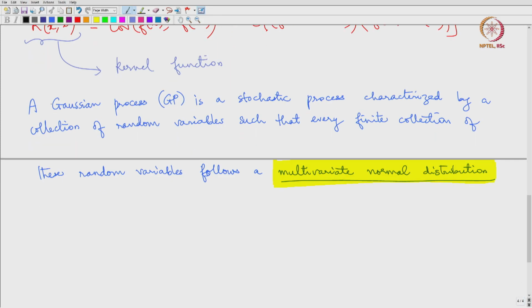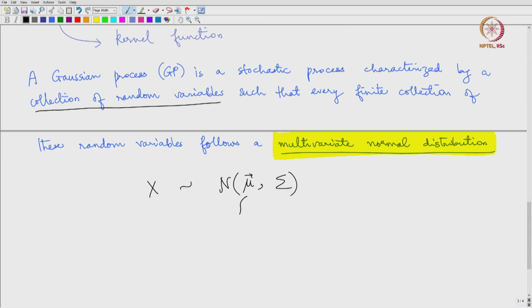Let us assume that you have some x that follows a multivariate normal distribution. Then you have to specify a vector of means, and then you have to specify a covariance matrix. Now this x, I am not using it to represent the data matrix here. This is just a particular collection of random variables which follows the multivariate normal distribution. So this mu is the vector of means, and this is the covariance matrix.